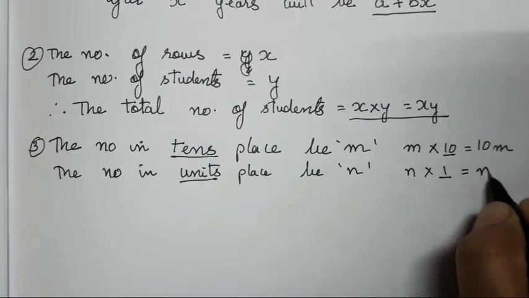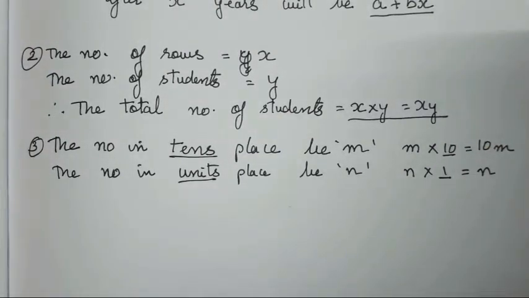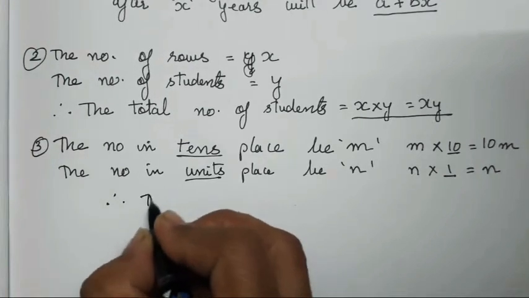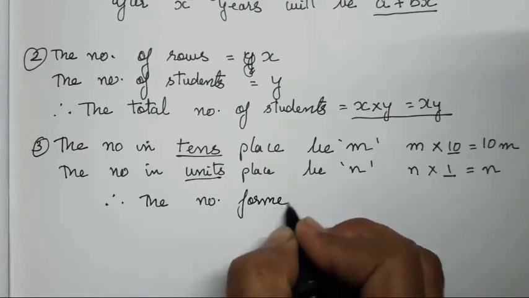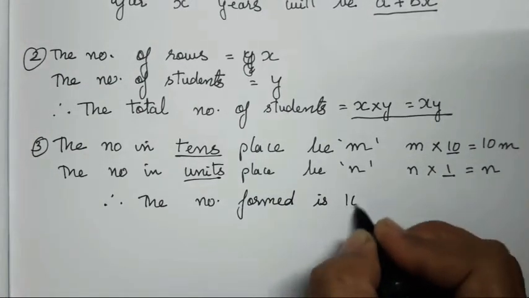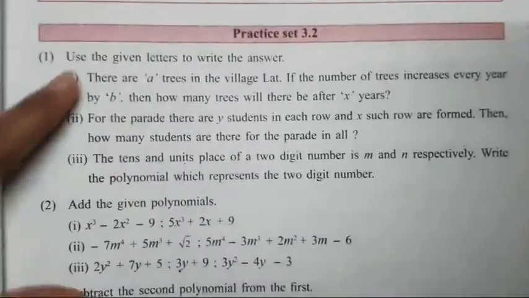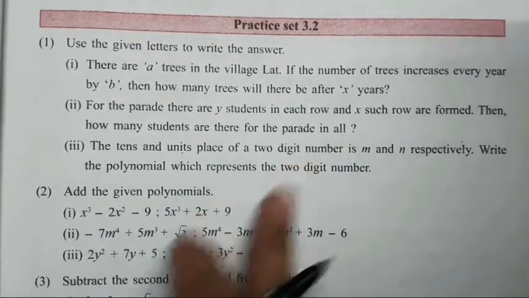So this is going to only be n. You have got your answer. And what they had said is to write the polynomial representing a 2-digit number. So you all have to form the 2-digit number. The number formed is 10m plus n. Isn't it easy, children? It is very easy to write the equation or form an equation by using the given information.